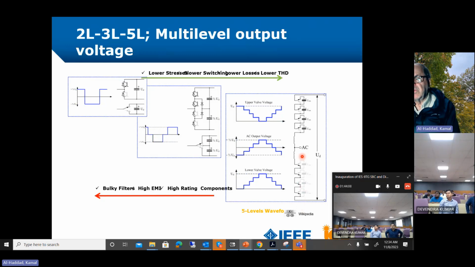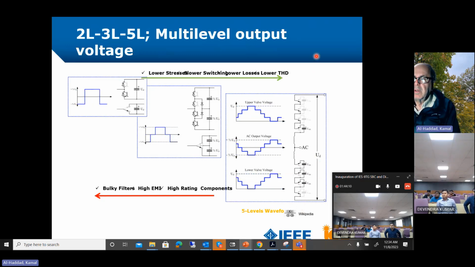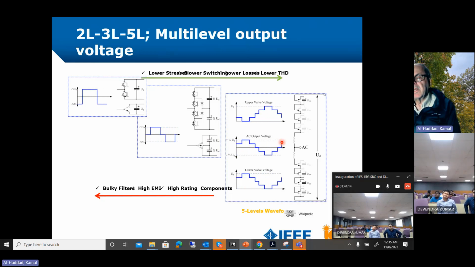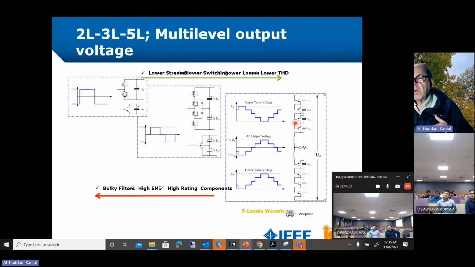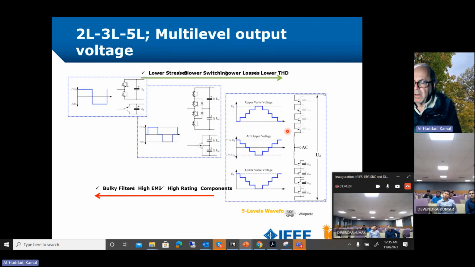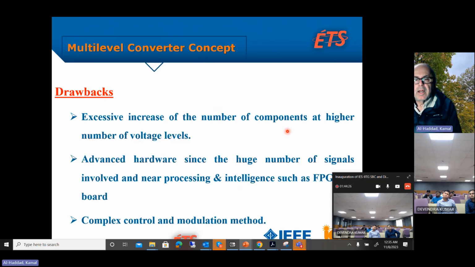Here we have 1, 2, 3, 4, 5. We can have 7 levels times 2, 14 minus 1, 13 levels line-to-line between 2 legs, and so on. So we can stack more H-bridges and have many more levels as well. So this is the idea.